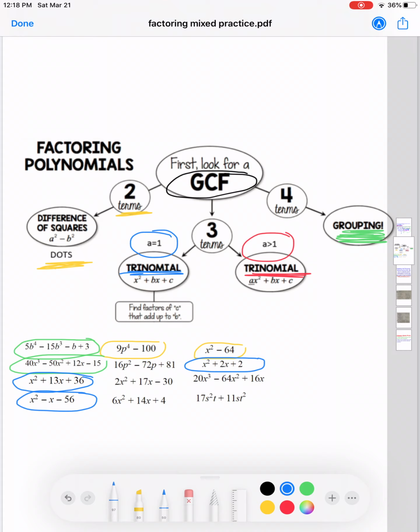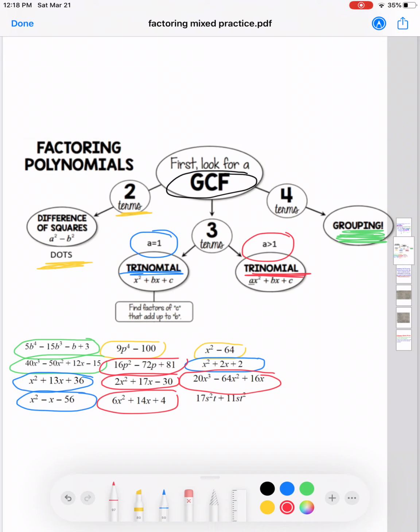Looking for trinomials when a is not 1, I notice I have the expression starting with 20x cubed, I also have the expression starting with 16p squared, the one with 2x squared, and also 6x squared. So notice that all of the ones circled in blue and red are all trinomials. Some are when a equals 1, some are when a is not equal to 1.